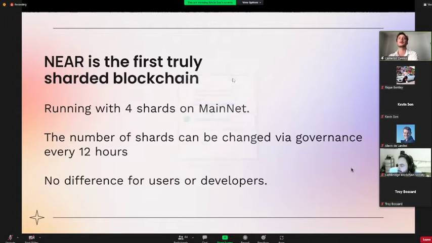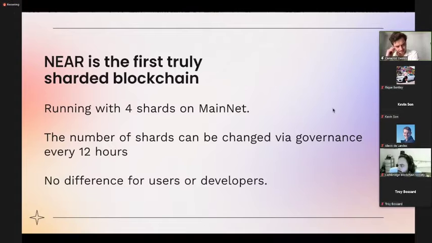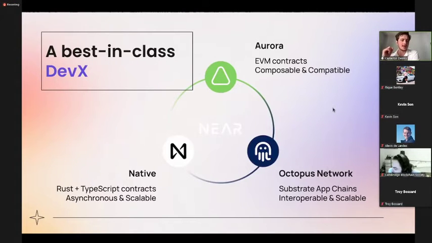What's really cool about Near as well is that, if you click next slide, you should be able to see a little graphic about it. Near is completely Ethereum compatible. So if you have contracts that are deployed on Ethereum today, you can deploy them on Near and benefit from the low fees and high speeds and everything. And you can write contracts in Solidity, which is the primary language for Ethereum. The next thing is a native ecosystem, which is all written in Rust and AssemblyScript.